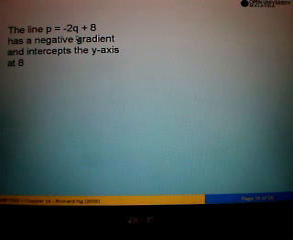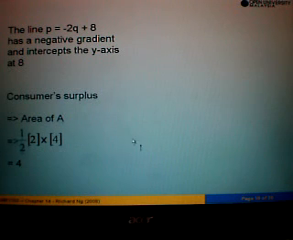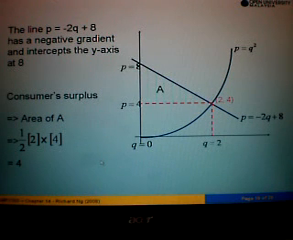Okay, the line P equals negative 2Q plus 8 has a negative gradient. So negative means it will incline towards the left. And then here 8 means the intersection with the y-axis at A. So when we sketch the curve, we will have P equals negative 2Q plus 8 here, and the other line is P equals Q square. So this (2, 4) will be the equilibrium point. So we can draw a dotted line to the x-axis and a dotted line to the y-axis.